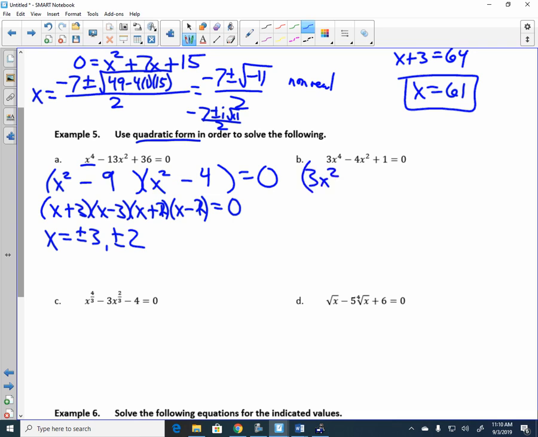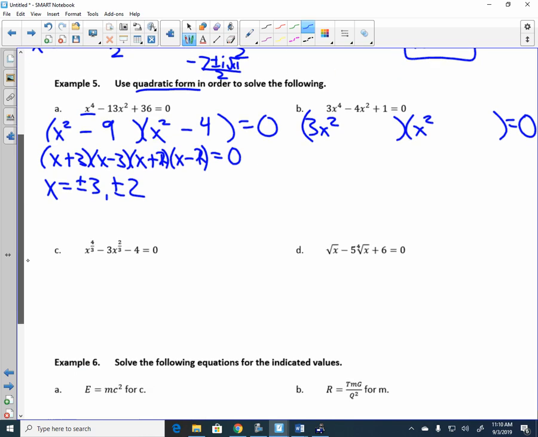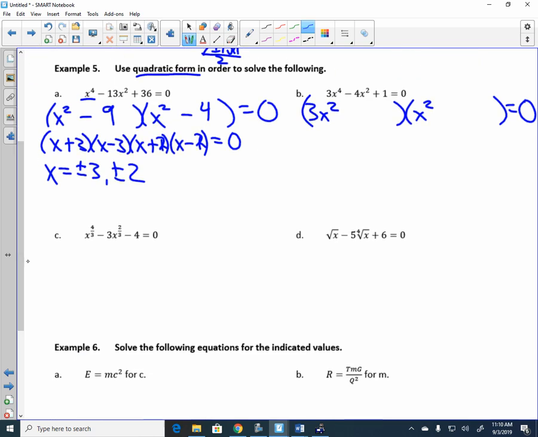3x squared and x squared. What else? Minus 1, minus 1. Looks like that second one, x squared minus 1, is going to be much easier to factor, right? x plus 1 times x minus 1. So x equals plus or minus 1.